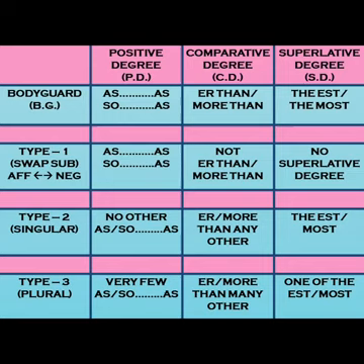And type 3, that is plural. In positive degree, in the beginning of the sentence, you will find very few. In comparative, it becomes many other instead of any other. And in superlative, it becomes one of the est or one of the most. So in type 3, in positive, there is very few.